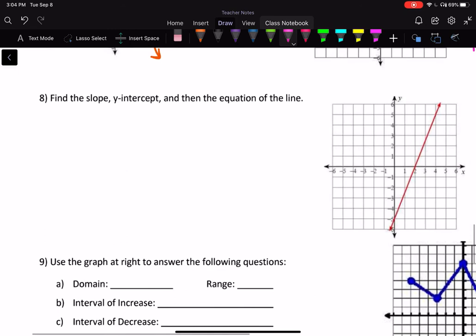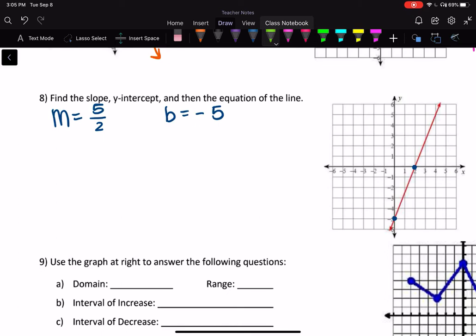Moving on, we need to find the slope, y-intercept, and equation of the line. So to do this, I'll just write m equals and b equals. First, we'll find my slope by finding two pretty points on my graph, and then I will count rise over run. In this case, I rise 5 and then run 2. So my slope will be 5 over 2, or 5 halves. My y-intercept is going to be where my graph crosses the y-axis, and this is going to be at -5.